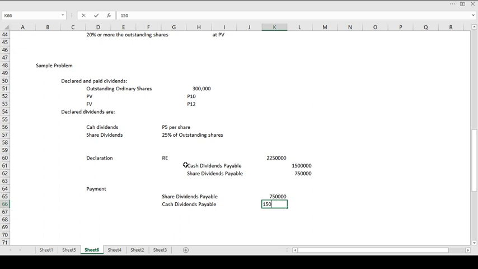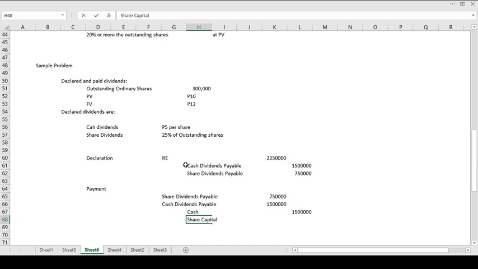And then credit for the cash, that would be credit cash, kasi babayaran mo yan. And then for the share dividends, that would be share capital, kasi mag-i-issue ka ng shares at 750. Magiging 750 po yan because we value it at par.